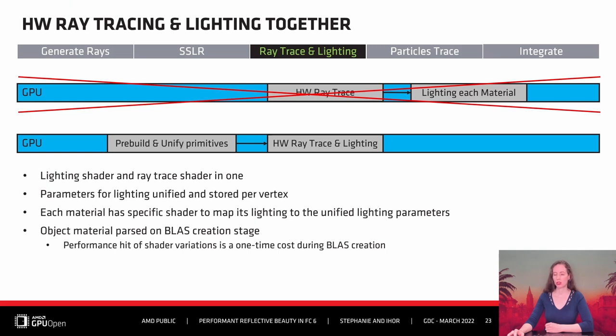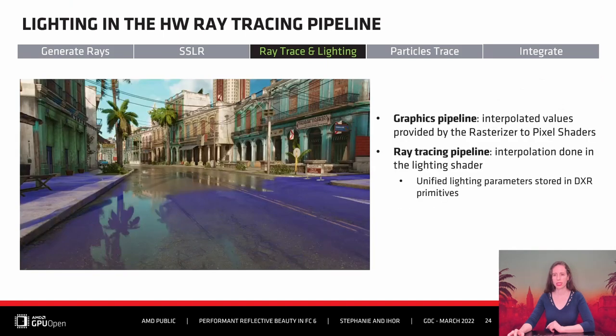To support the mixed trace and lighting shader, we created unified lighting parameters that are stored per vertex. Each material requires a specialized shader to map its lighting to the unified lighting parameters. The object materials are parsed in the BLAS creation stage. This moves the performance hit of shader variations from the per frame lighting work to the one-time process of BLAS creation.